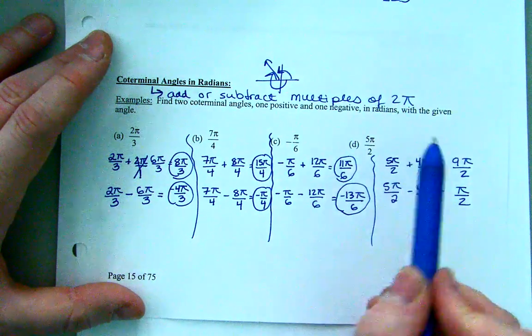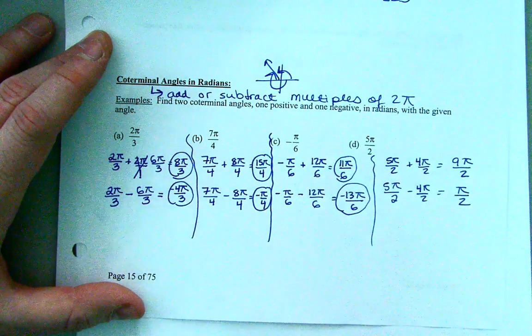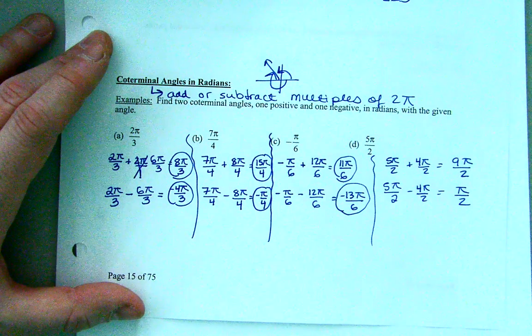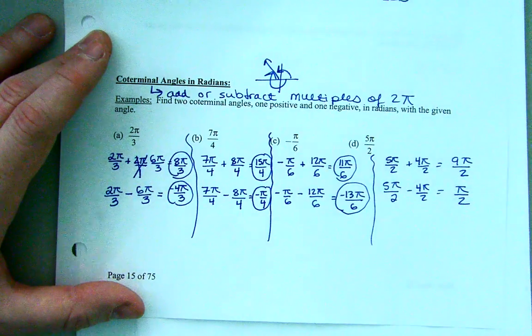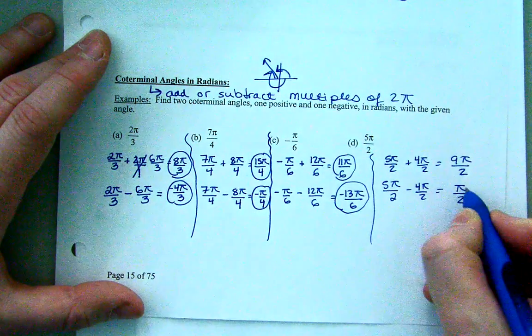My directions said give a positive answer and a negative answer. I didn't say add once and subtract once. I want the final answers to be positive and negative. The positive answer, 9 pi over 2, is good. Pi over 2 also works as your positive answer. But I've got to get a negative answer.